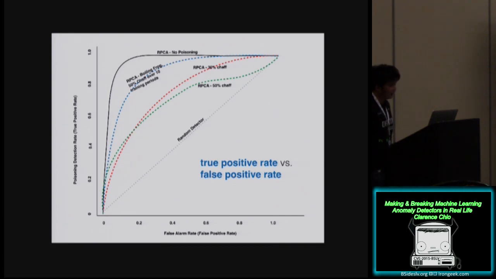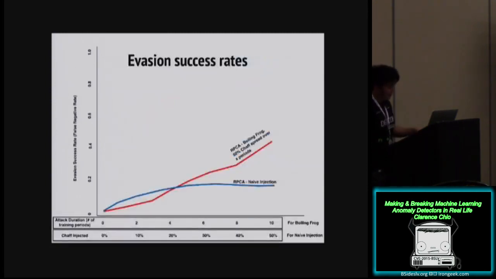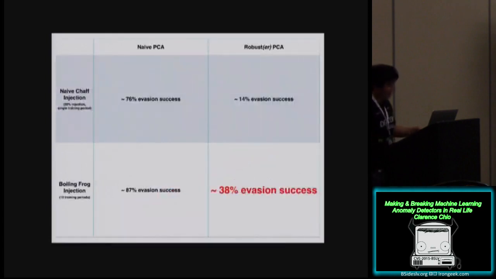We see that RPCA with 50% chaff, meaning that 50% of the total traffic that you're receiving is adversarial traffic, actually degrades the integrity of the system quite a lot. And it almost nears the effects of a random detector. So just jumping ahead to evasion success, let's look at these numbers.